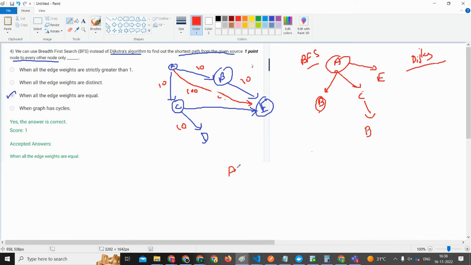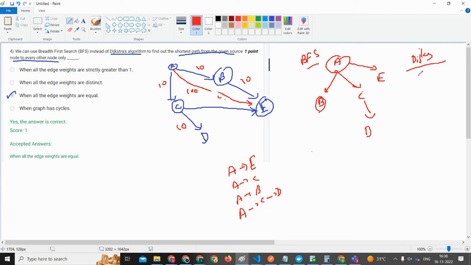This is saying that if you start from A, you can directly reach E in one step, and you can directly reach C and B. If you want to reach D, it's A to C, and then C to D. This is for the unweighted case.